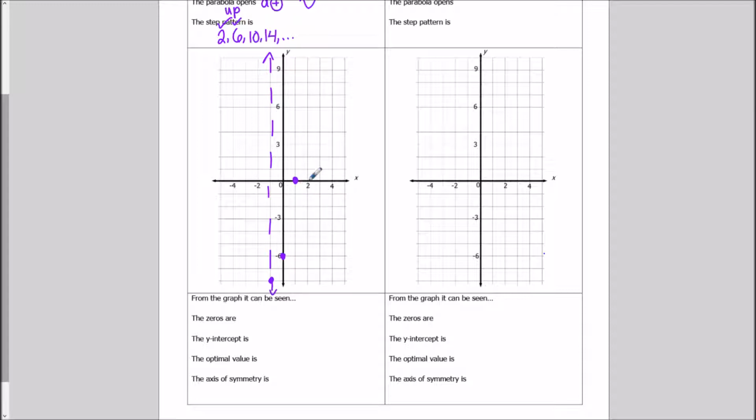And then I'm going to go to the right 1 and up 10. 1, 2, 3, 4, 5, 6, 7, 8, 9, 10. I've got my point here. And I don't have enough room to go up 14, so that's sufficient.